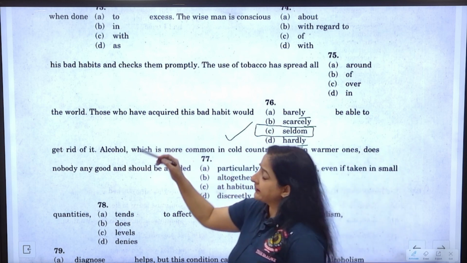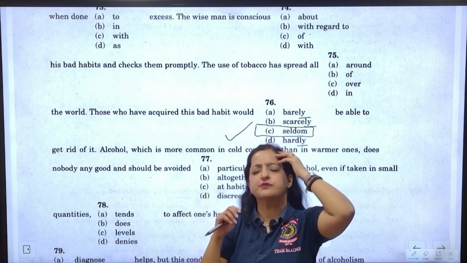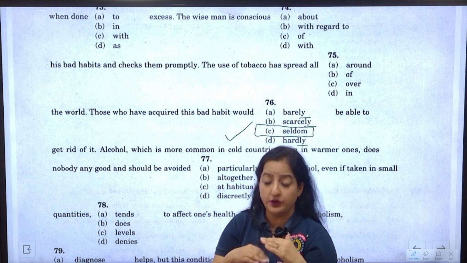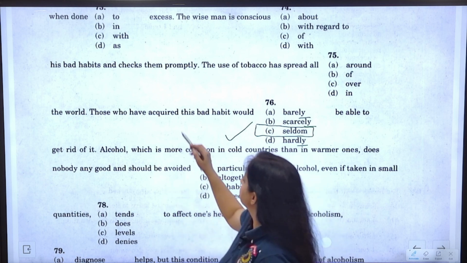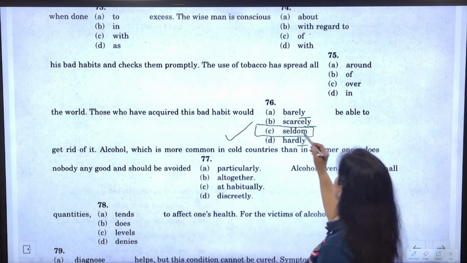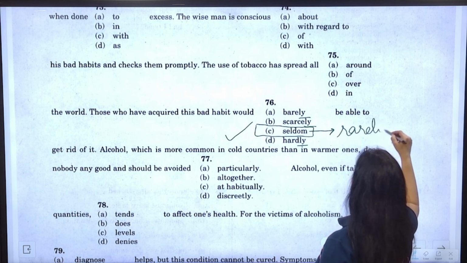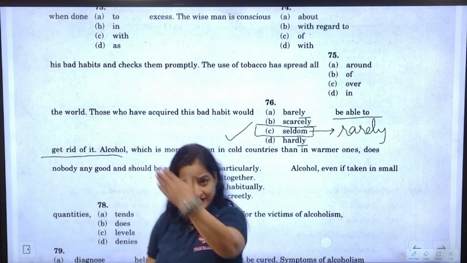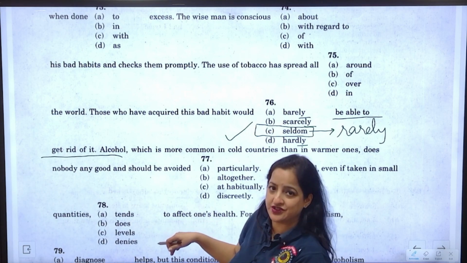See, kya tone hai passage ka ki agar ye buri aadat lag jaati hai to isme bahut kam chances hote hain ki koi isse ubhar paaye, is aadat ko overcome kar paaye. So those who have acquired this bad habit would seldom, and the meaning of seldom actually is rarely be able to get rid of it. And that is the tone of the passage. We understood that while we skimmed the passage earlier.